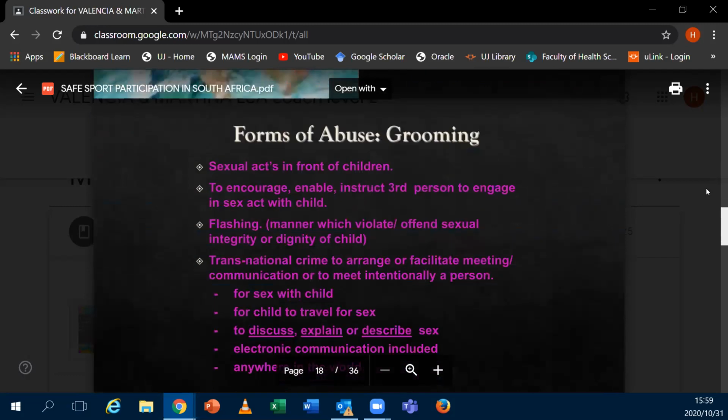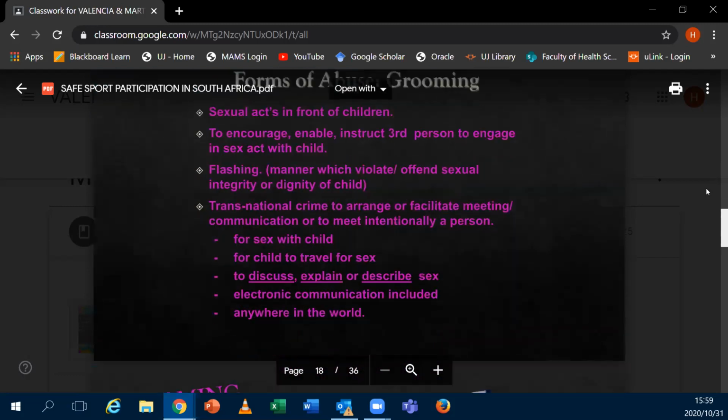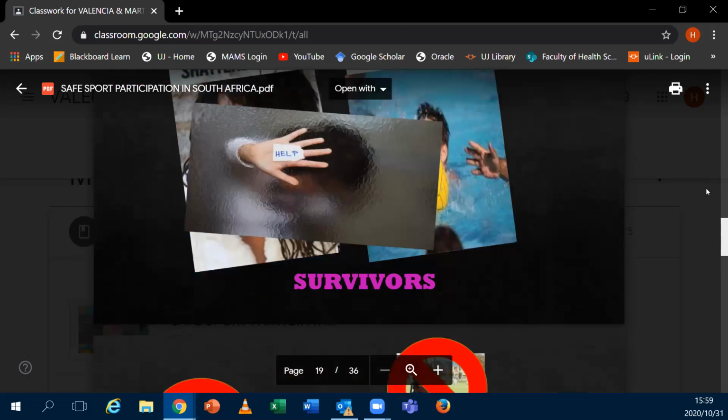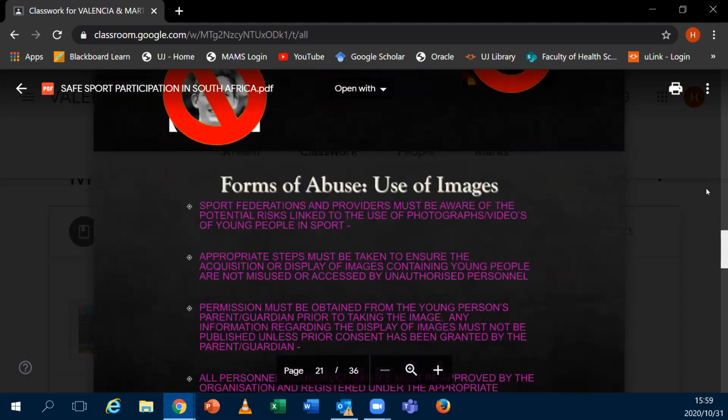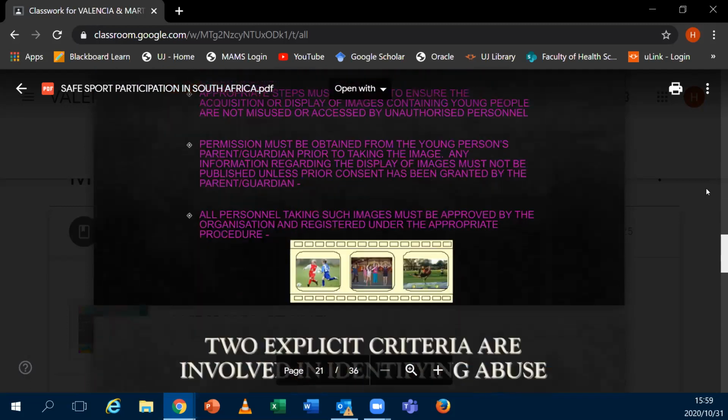And then I'll go through the different types of grooming, the hazing, etc. So I don't want to go into too much detail there. So you can just go through that as well.